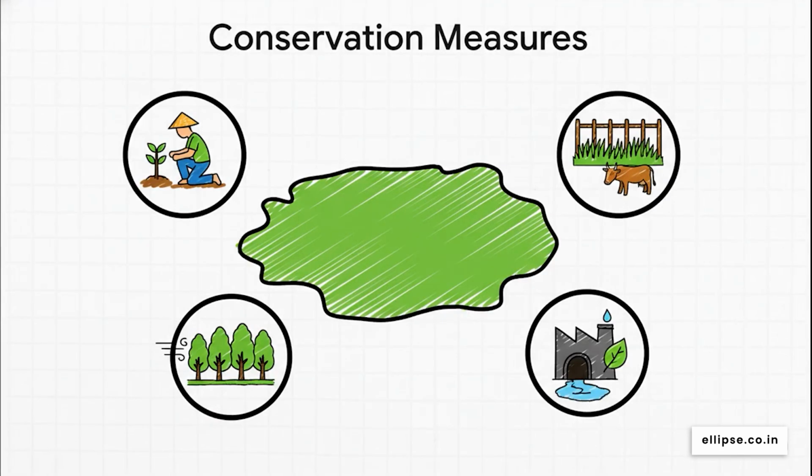Okay, so how do we fix it? The good news is there are solutions. The opposite of deforestation is afforestation, planting more trees. We need to manage grazing properly. In dry, windy areas, planting rows of trees called shelter belts can help a lot. We can also stabilize sand dunes. And, of course, we need to control mining activities and make sure industries treat their waste properly.